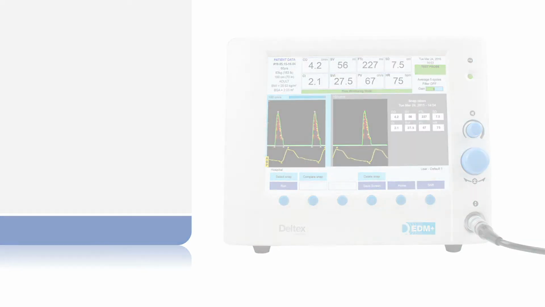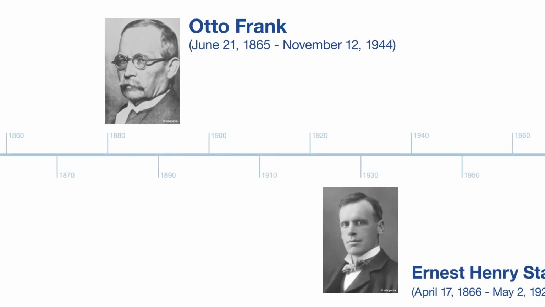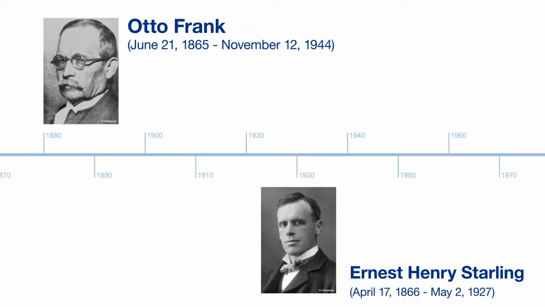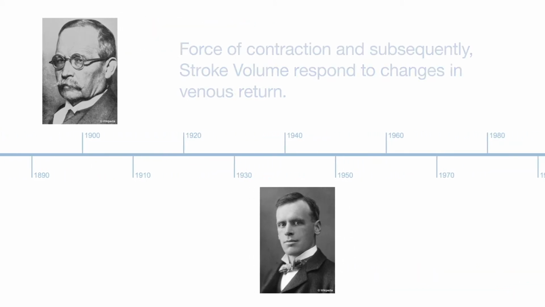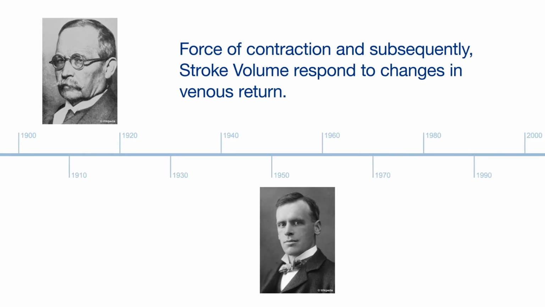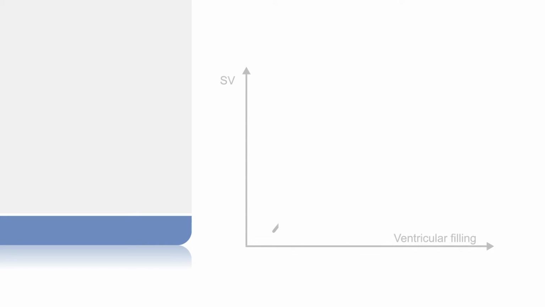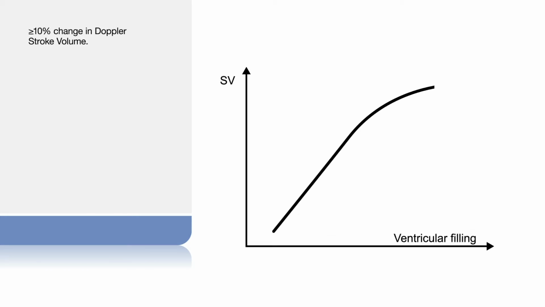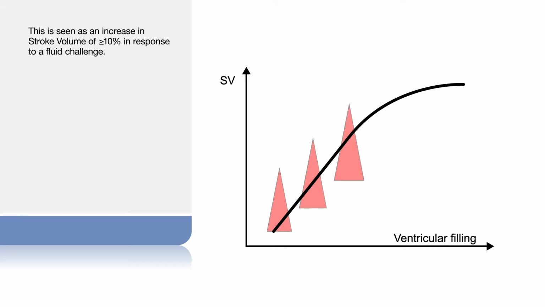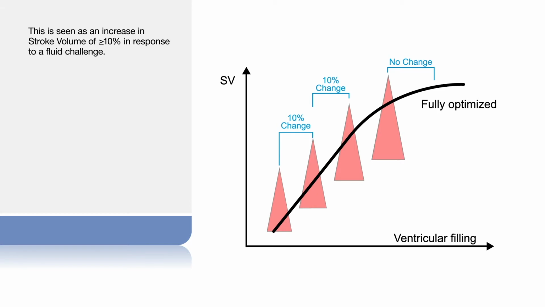In the early 1900s, Otto Frank and Ernest Starling noted the heart's ability to change its force of contraction and subsequently stroke volume in response to changes in venous return. A change in volume measured by the Doppler probe has proven to be a reliable indicator of a patient's need for fluid. This is seen as a stroke volume increase of 10% or more in response to a fluid challenge.